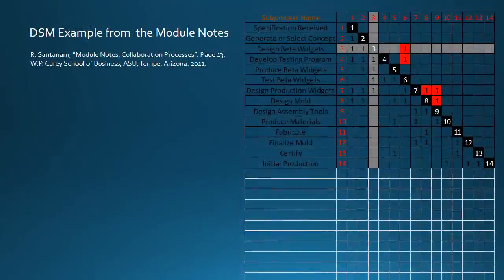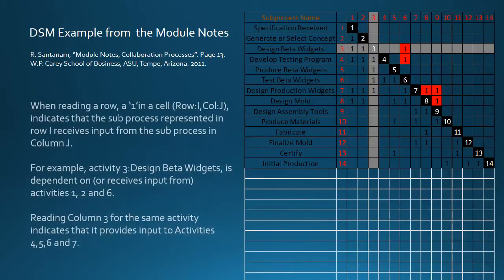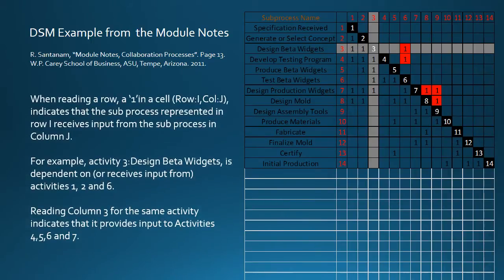This is an example from our module notes, and the thing I want you to look at the most is the gray bars. Basically, process 3, which is design beta widgets, is dependent upon input it receives from 1, 2, and 6. 1 and 2 are below the diagonal, 6 is above the diagonal, which states that 1 and 2 are inputs that 3 needs to move forward, but 6 is feedback, and that's an iteration.